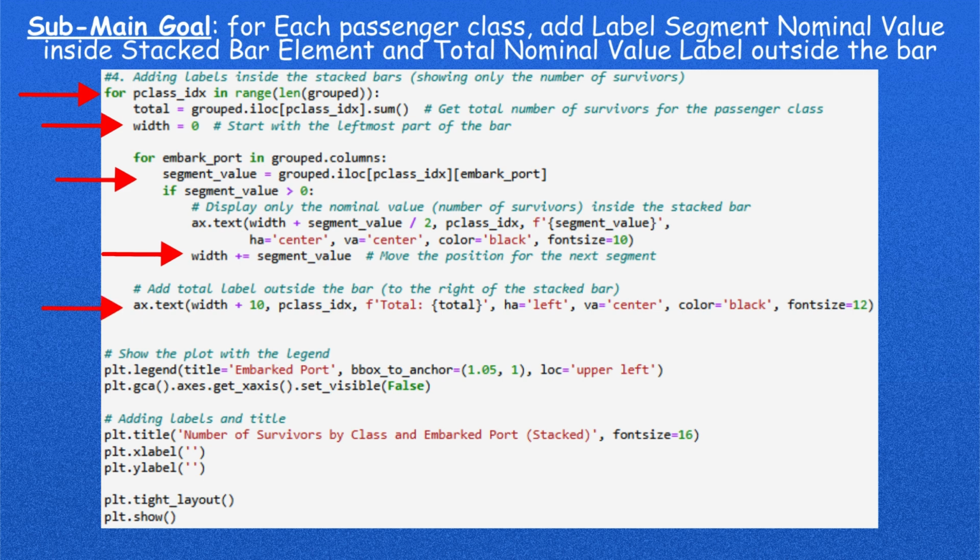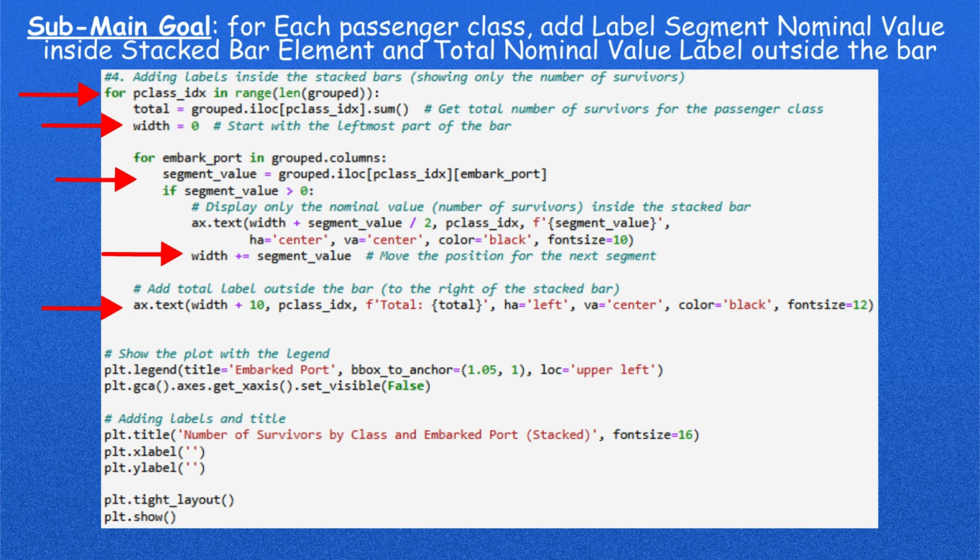Fourth, after the stacked bars are drawn, we add a total label outside each bar. This label shows the total number of survivors for the current passenger class and is placed just to the right of the bar, ensuring it doesn't overlap with the segments. The label is vertically centered with the bar, displayed in black color, and has a readable font size for clarity.